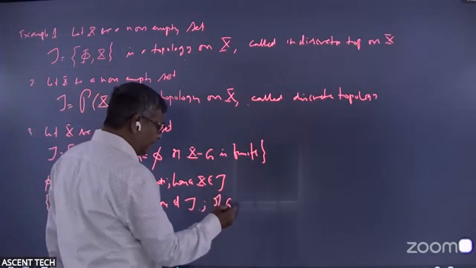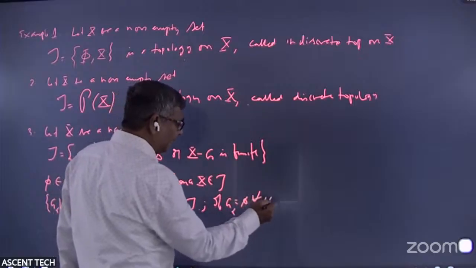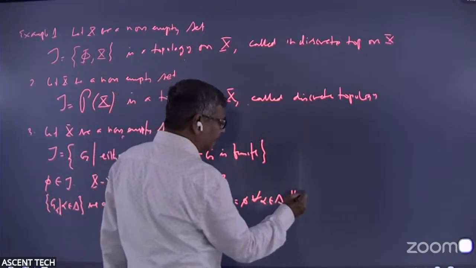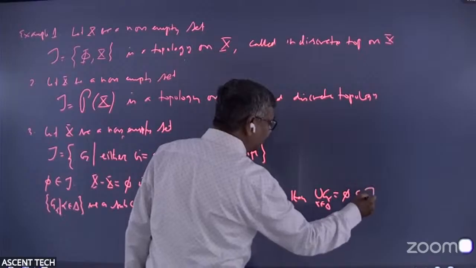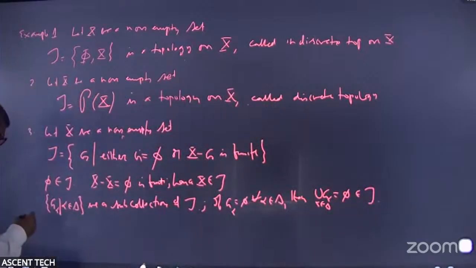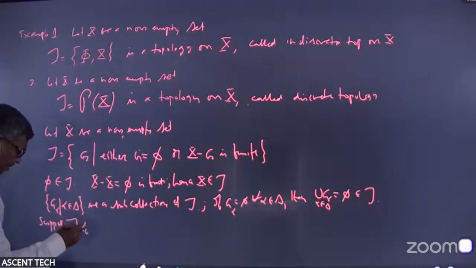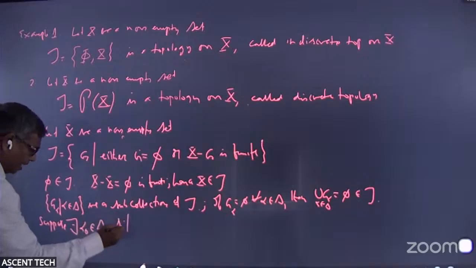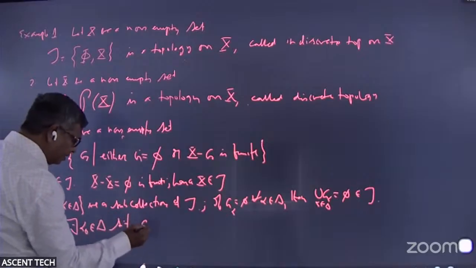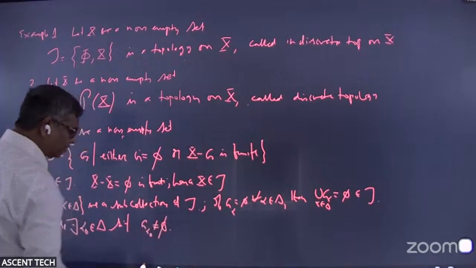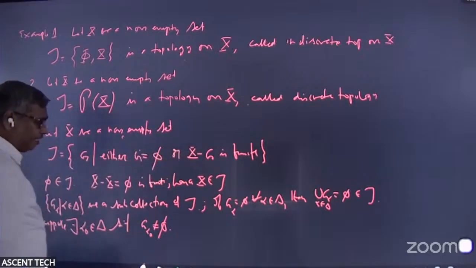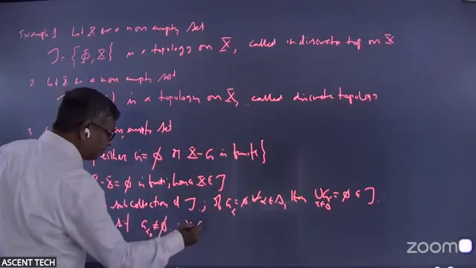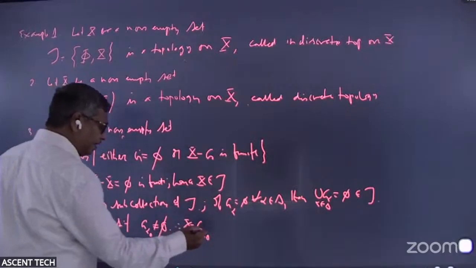If G alpha is empty for all alpha in delta, then the union of G alpha over delta is empty too, and that is in T. So if one of them is non-empty, suppose there is an alpha naught in delta so that G alpha naught is non-empty. If that is a non-empty set, it is in T only when the complement is finite. Therefore, X minus G alpha naught is finite.